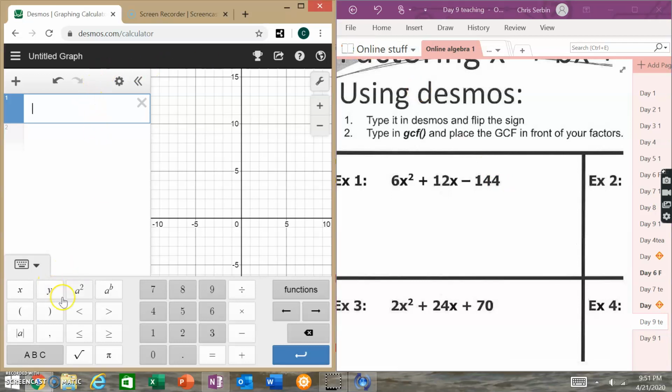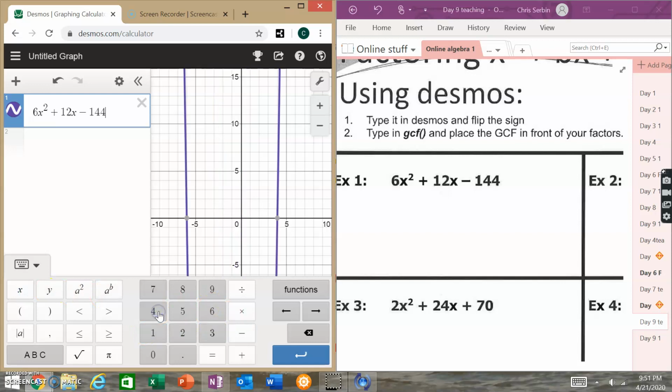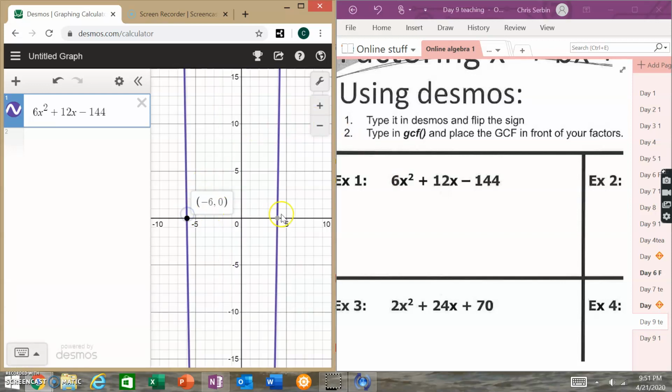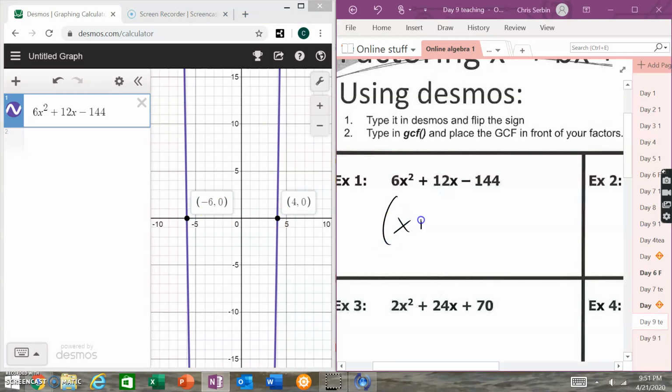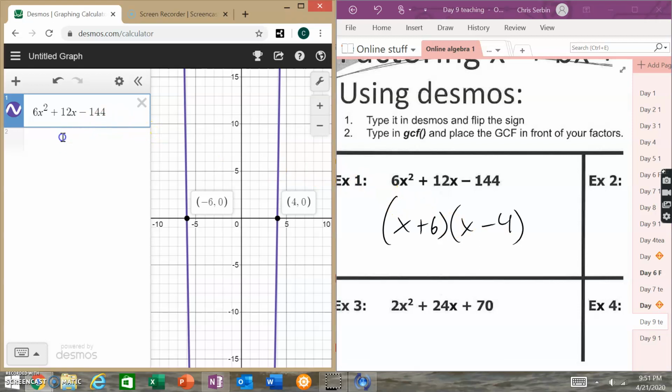So I'll go over here, and I have 6x squared plus 12x minus 144. And I have my numbers, negative 6 and positive 4, meaning on number 1 over here, I have x plus 6 and x minus 4. Now my second step, I type GCF, and what I put in those parentheses is each number, the positive form. So instead of negative 144, positive 144, separated by commas. And what that looks like is over here.